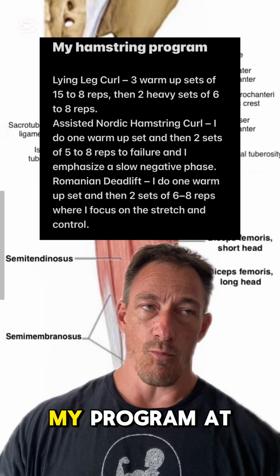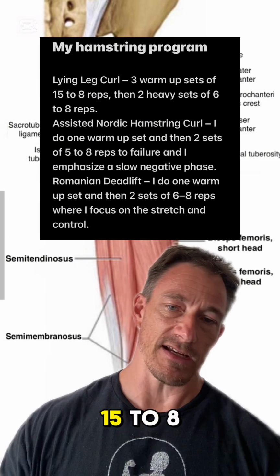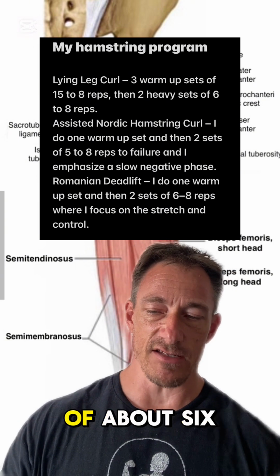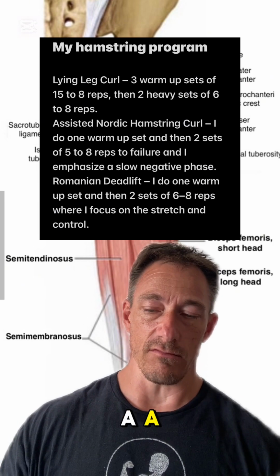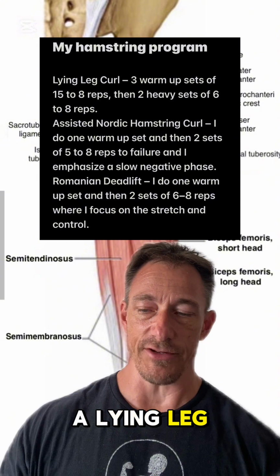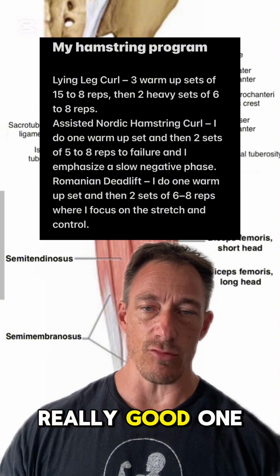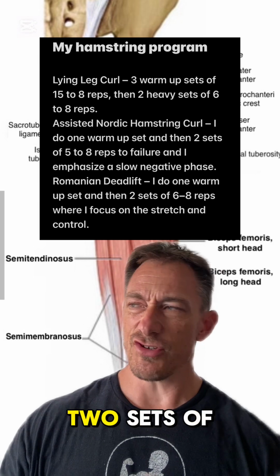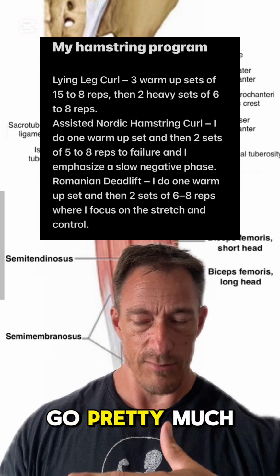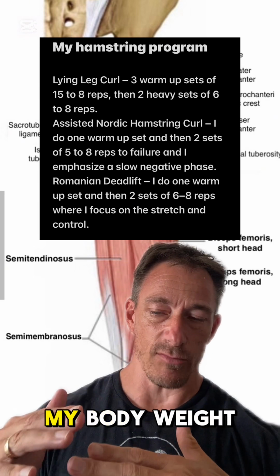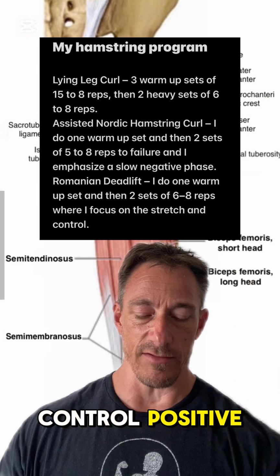Okay, my program at the moment, I do a lying leg curl, 3 sets of 15 to 8 to warm up, then 2 heavy sets of about 6 to 8 reps. Because I don't have a seated leg curl, I do a lying leg curl. I next do the assisted Nordic hamstring curl. We have a really good one in our gym. Those are really good, 2 sets of about 5 to 6 reps, okay? I go pretty much body weight, or I try to add to my body weight, and then I emphasize a really slow negative and a controlled positive.